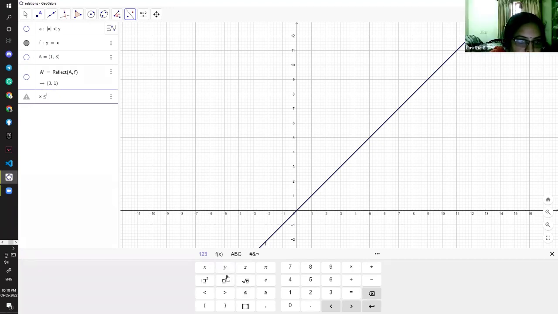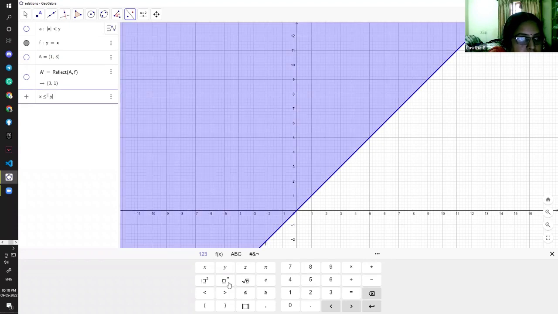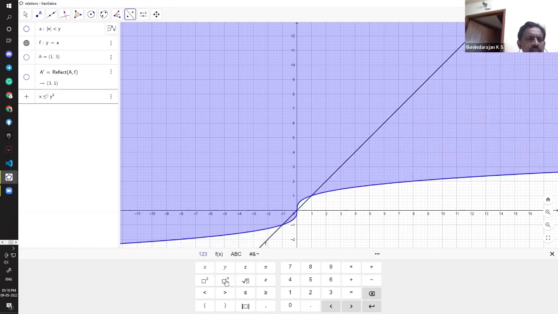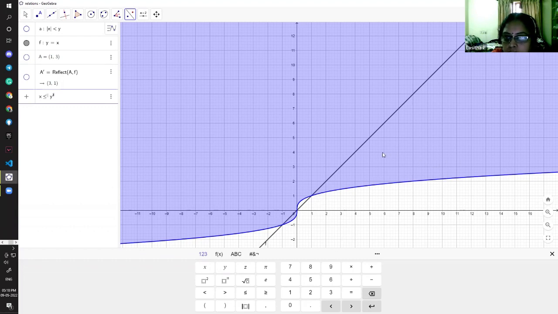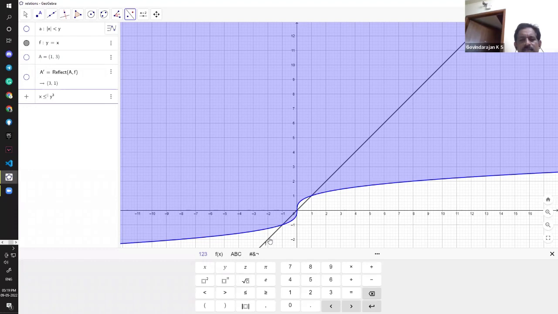One second. Y cube. This is the y cube graph. X less than or equal to y cube graph. So this is the shaded region. Here are the points from 0 to 1 as well as these negative numbers. The negative numbers will not prove the reflexive case.